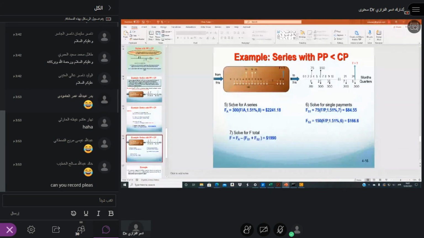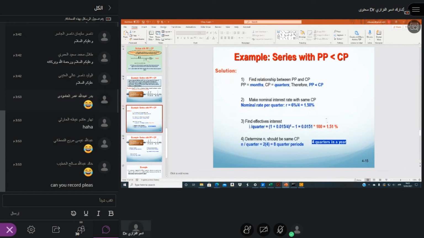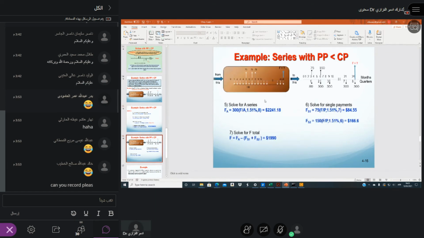So then the fifth step is to solve for the A series. So you have the amounts here, 300, 300, 300, 300 for 8 quarters. So the amount is 300. You are given A and you need to find the future amount. So you are given A, which is 300, with the interest rate that you just calculated, the effective interest rate here. And then the number of quarters, that is 8 quarters. So you find F for A, that is the future amount.